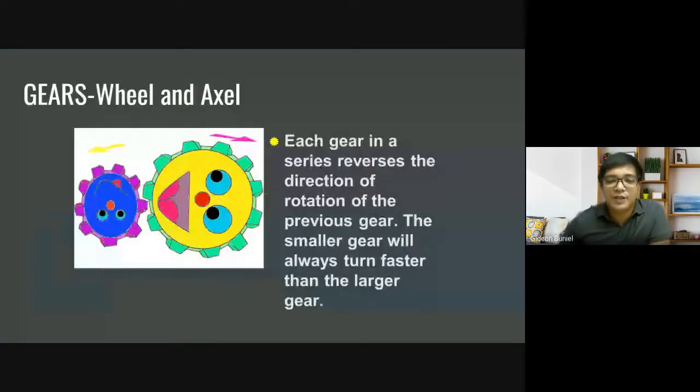Along with the wheel and axle, we also have gears. Each gear in a series reverses the direction of the rotation of the previous gear. The smaller gear will always turn faster than the larger gear, because the distance between the teeth on the bigger gear is wider compared to the one on the smaller gear.